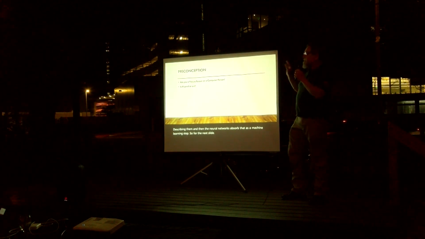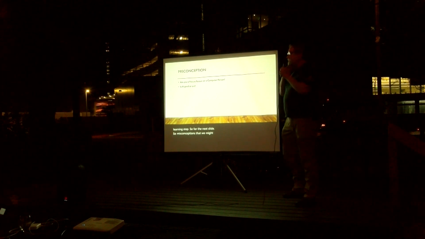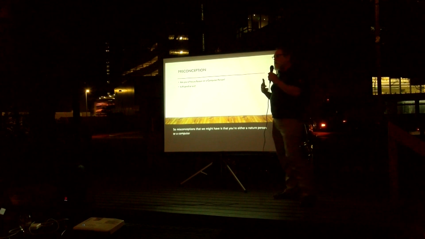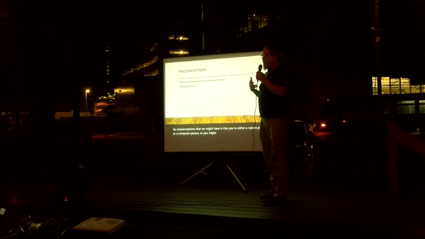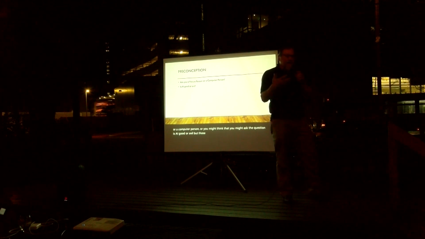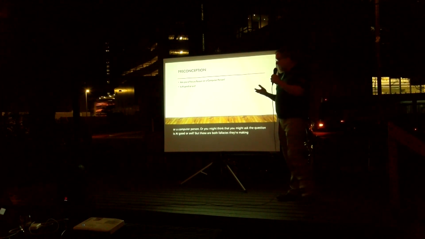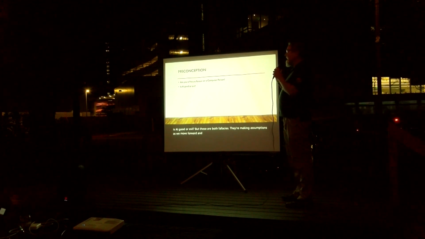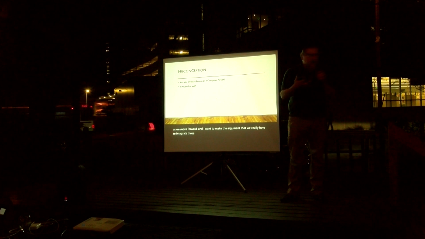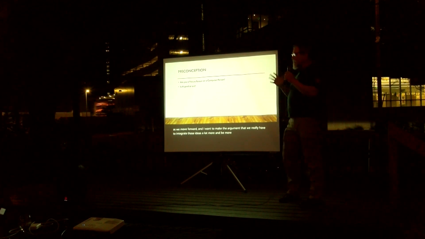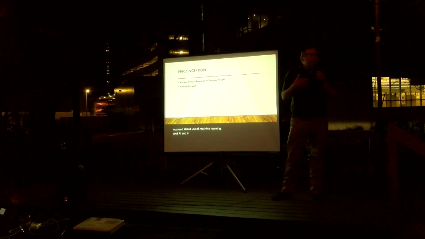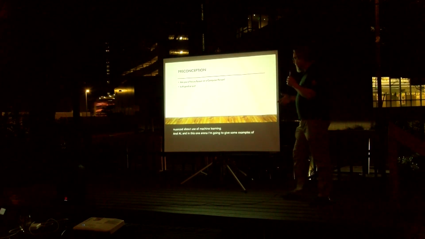So some misconceptions that we might have is that you're either a nature person or a computer person, or you might ask the question, is AI good or evil? But those are both fallacies. They're making assumptions as we move forward. And I want to make the argument that we really have to integrate those ideas a lot more and be more careful and nuanced about the use of machine learning and AI. And in this one arena, I'm going to give some examples of that. So move forward.